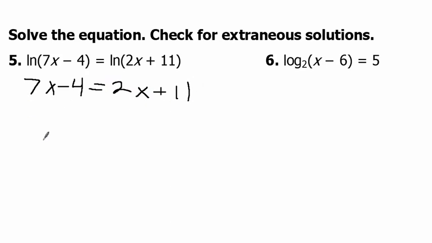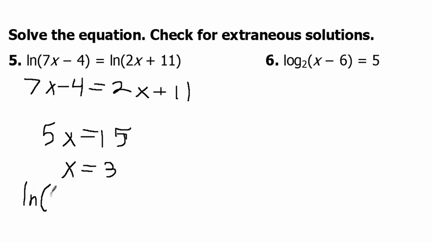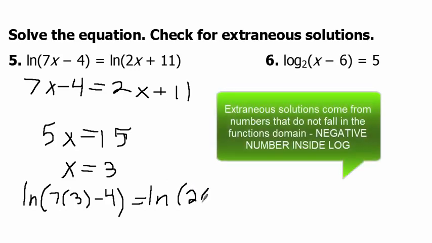We're going to move the 2 to the other side, move the 4 to the other side, and I should have x equals 3. So by testing to see if I have an extraneous solution, what I want to do is plug it back into the original equation. 7 times 3 minus 4, and 2 times 3 plus 11.